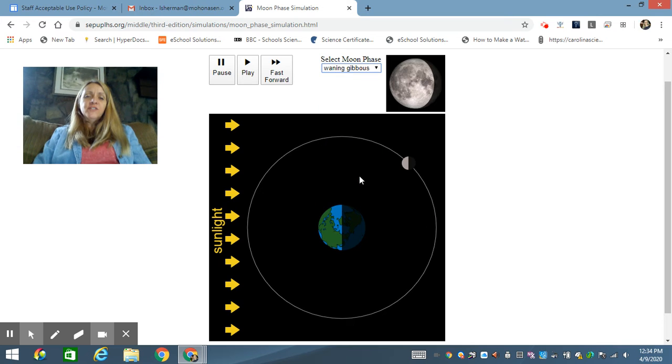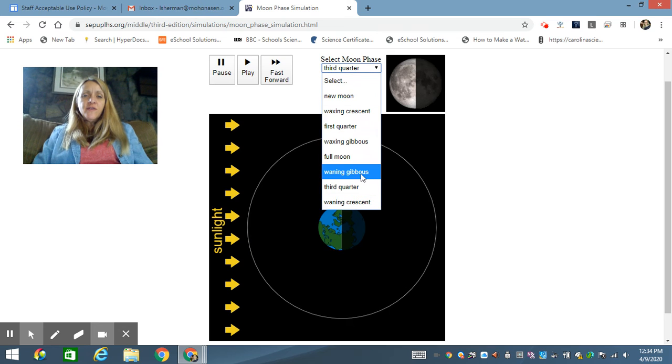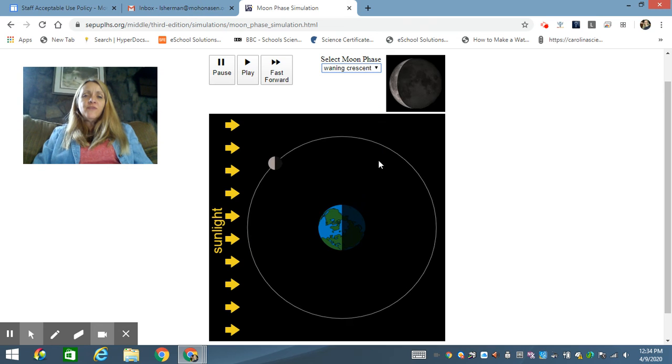Go a little further, and now we're going to start waning, which means the lit up part is going to get smaller. We can still see a big chunk of that lit up part, and it would look like this to us on Earth, the waning gibbous. I go a little farther, and I'm at the third quarter. So here I am standing on Earth, and I can see this part of the moon where the light is reflecting back to me. And then if I go just a little farther, I get to the waning crescent, only seeing this little part of the lit up moon. So it looks like this, and then goes back to the new moon.